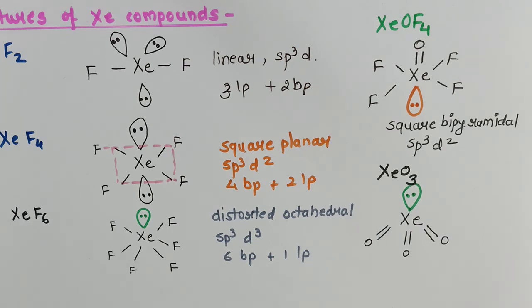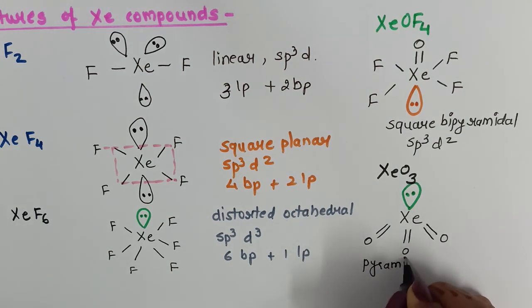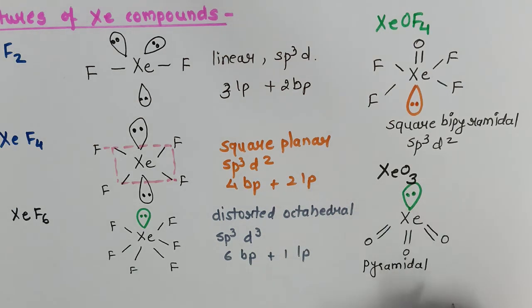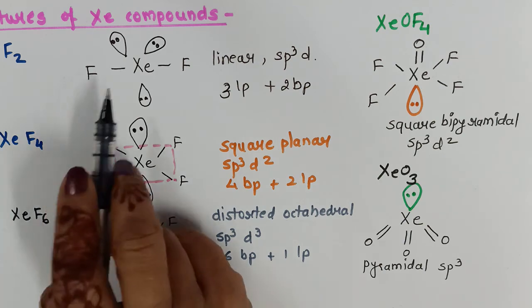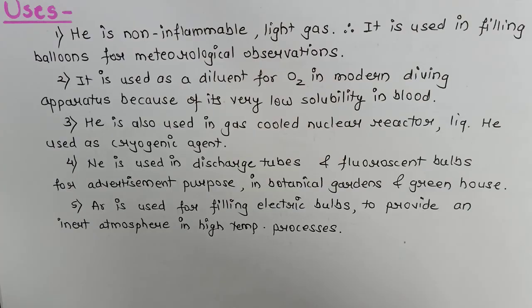So with this arrangement we can say XeO3 shows pyramidal geometry where xenon undergoes sp3 hybridization. So it is very easy to predict the structures of these inorganic molecules. Simply you have to remember that all the 8 electrons in the outermost shell of xenon have been utilized either in bond formation or they will be left out as lone pairs.